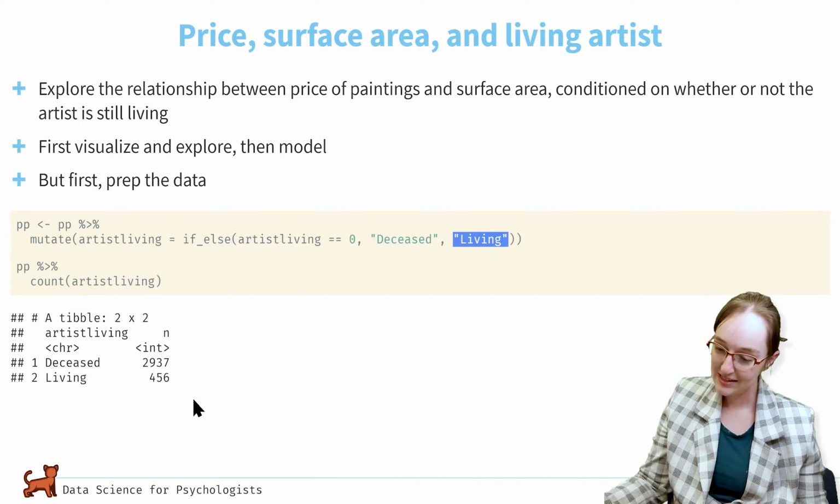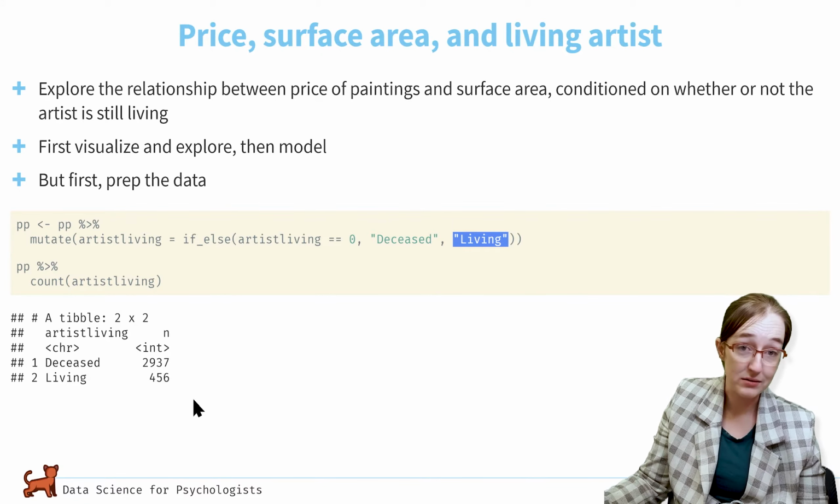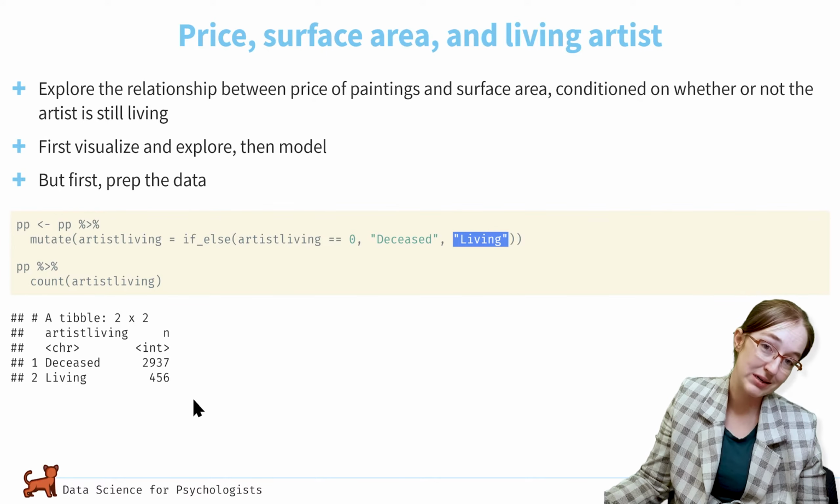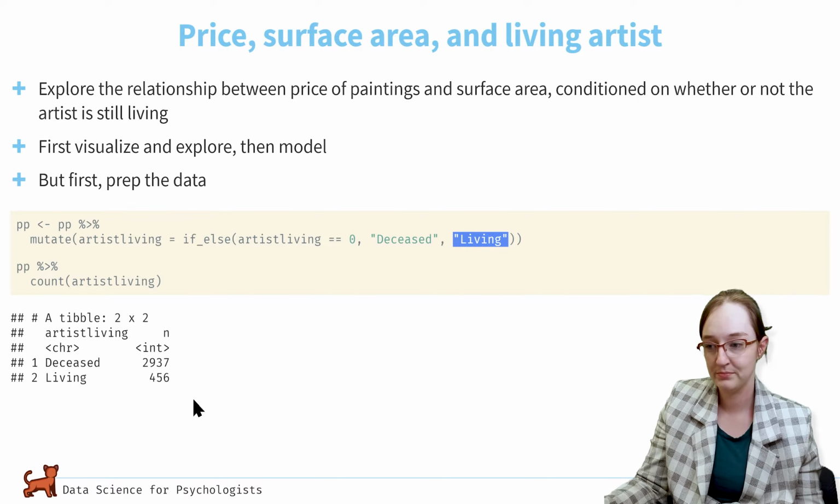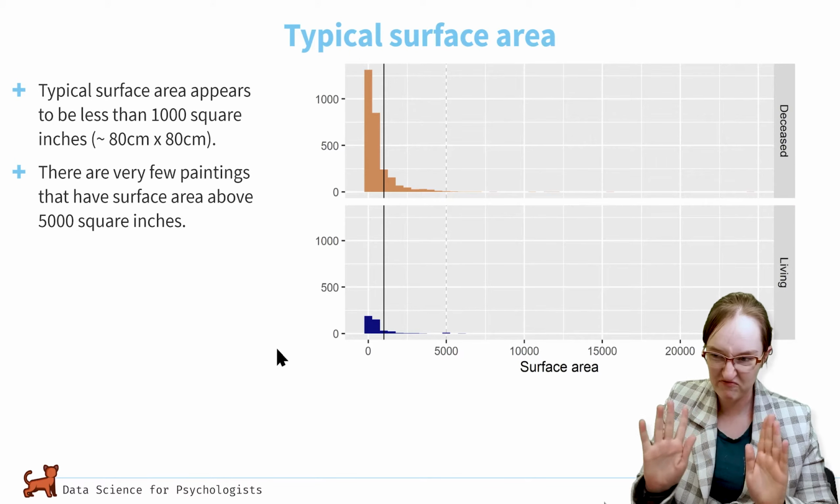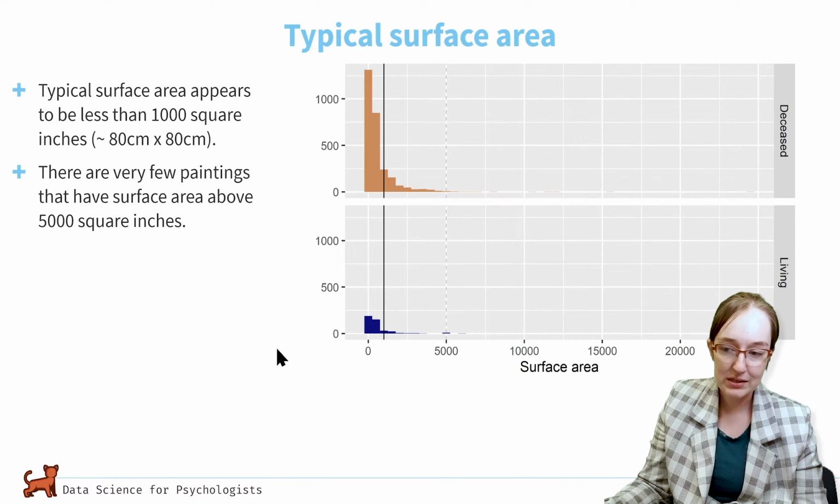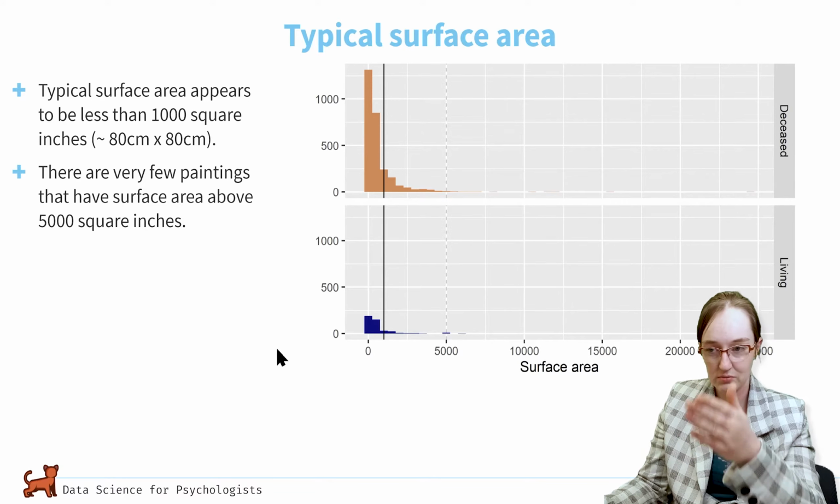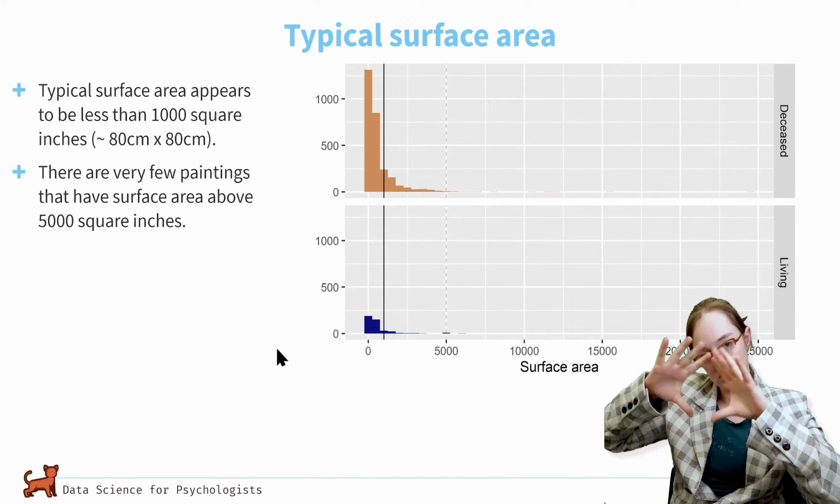But we want to know if being a living artist has any kind of penalty or not. Plus, it's a pretty nice, straightforward example. Okay, so now that we've prepped the data, we want to just facet it, see if there's a difference. Typically, we can see here the surface area seems to be less than 1,000 square inches. I've already drawn the line through this to kind of just focus on the bulk of it.